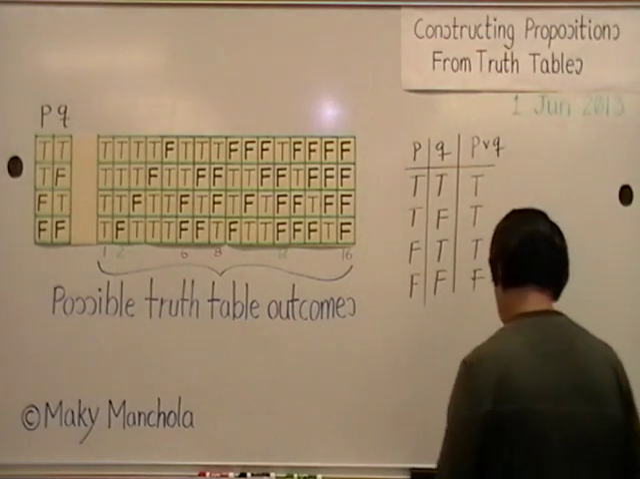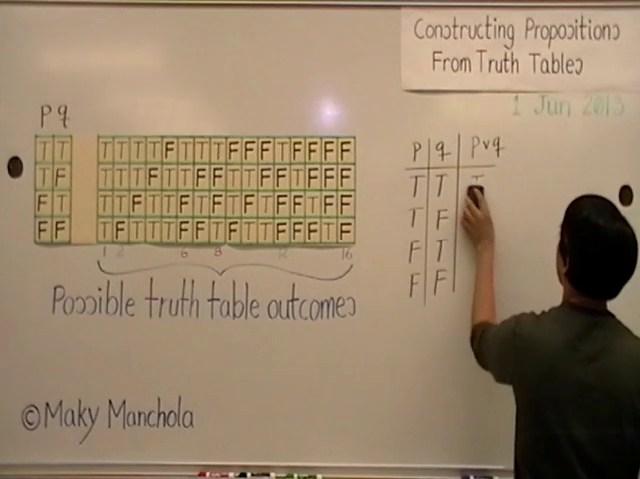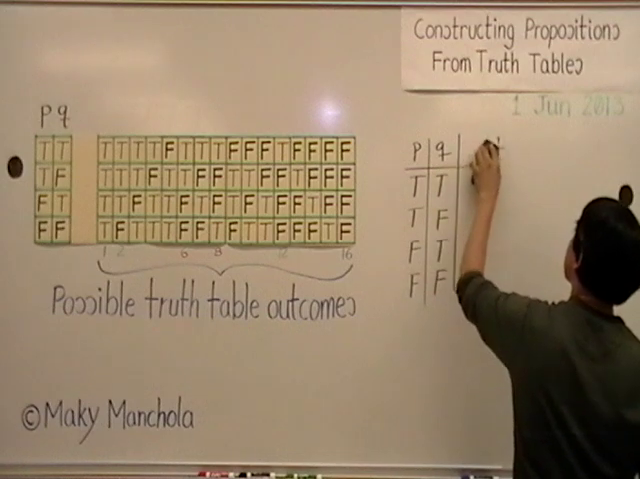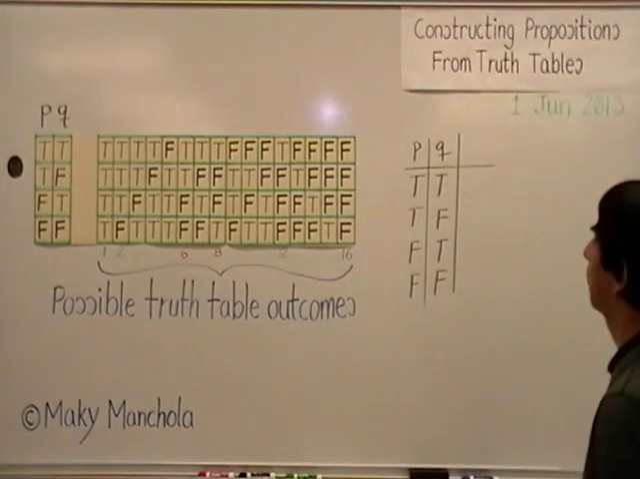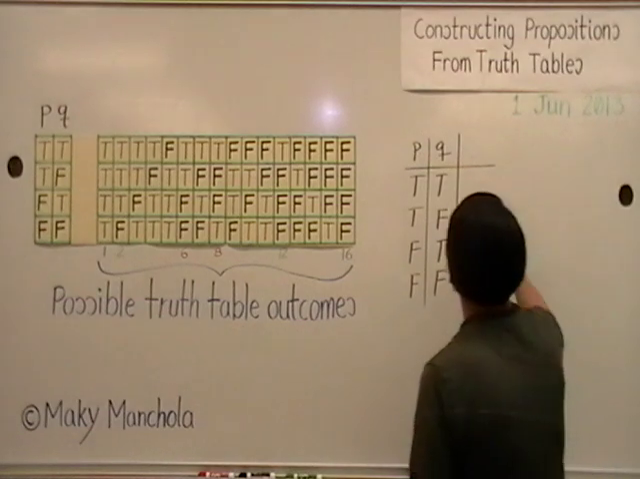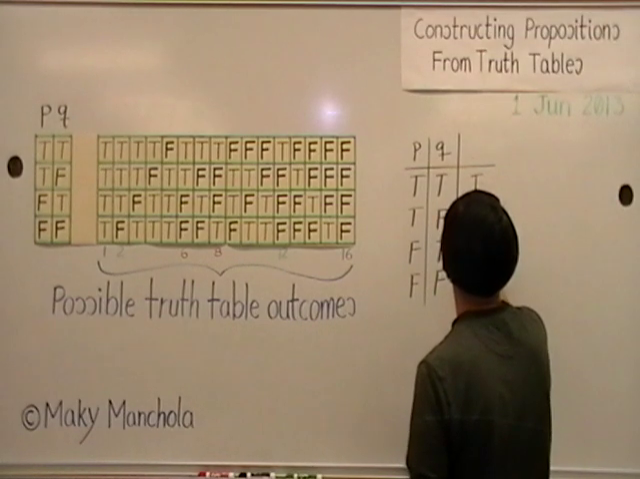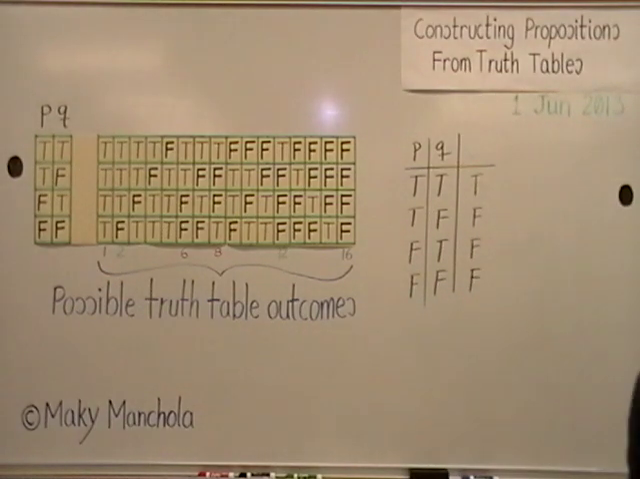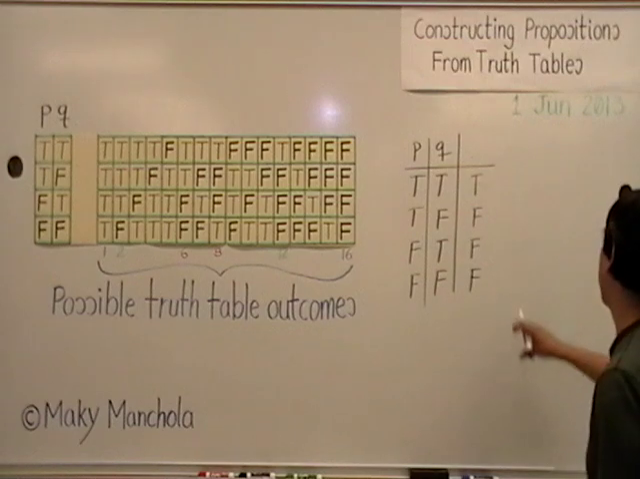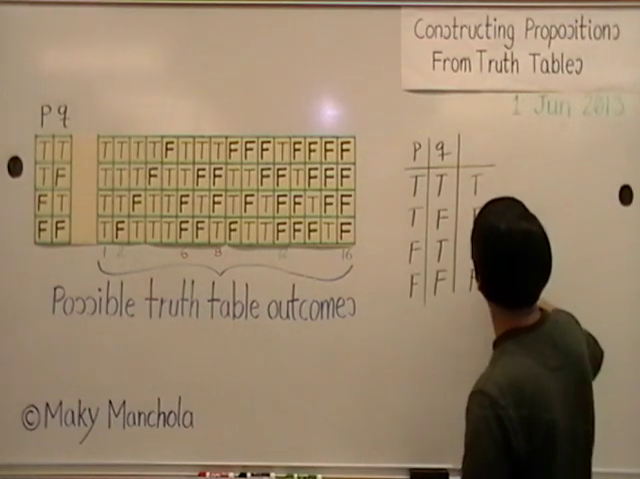Let's try another one. Suppose your truth table is one that has outcomes true, false, false, false. Again, from basic logic, we recognize this as being the truth table for the conjunction P and Q.